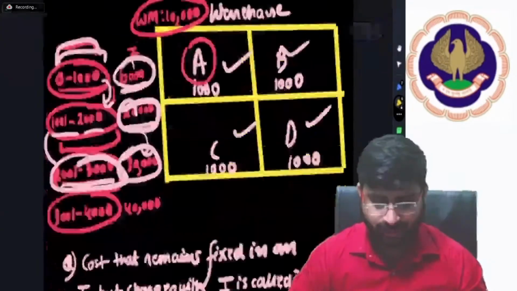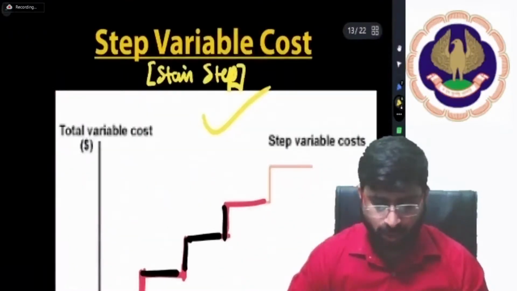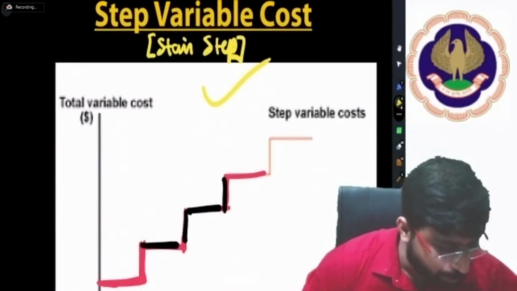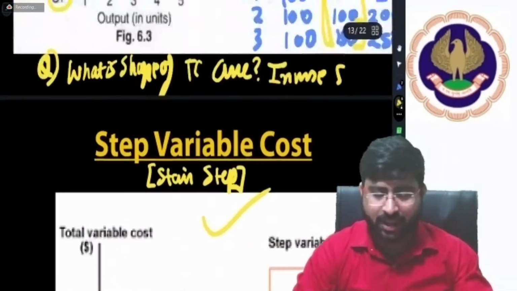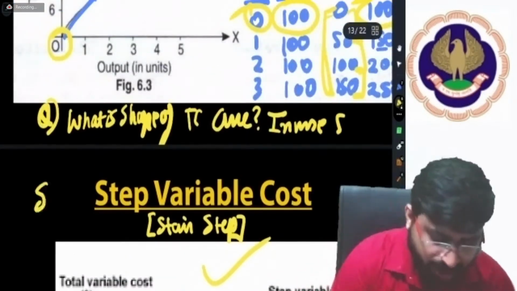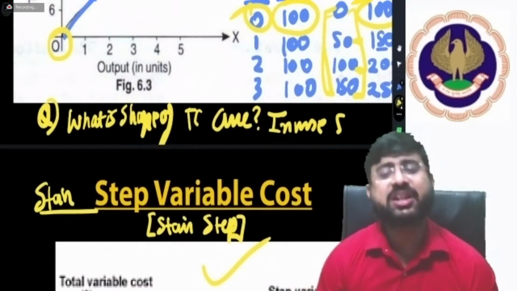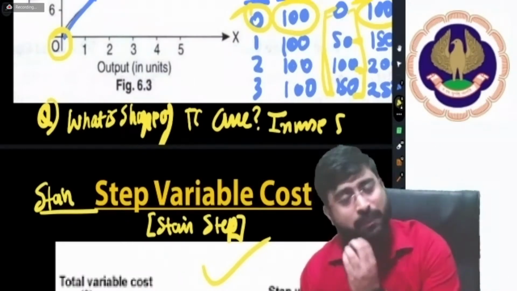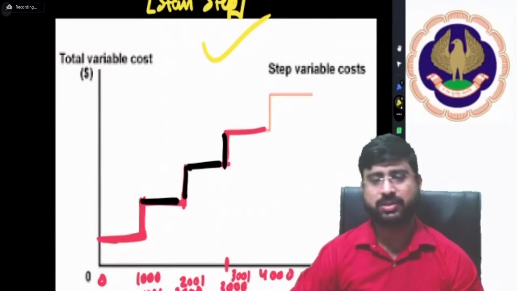Now, my dear friends, we're discussing another case which we call, pay attention everyone, stair-step variable cost. Interesting, isn't it? The name is pretty interesting. Stair-step variable cost or stair-step cost.